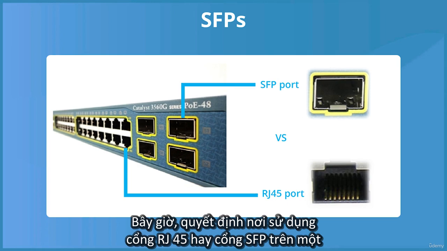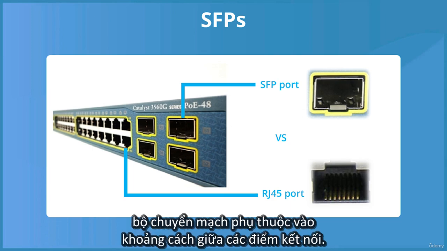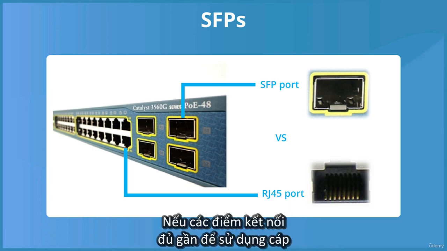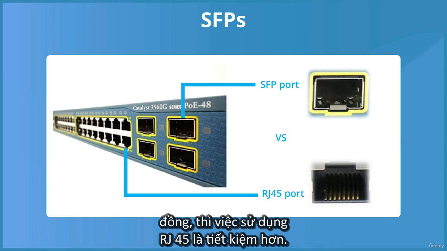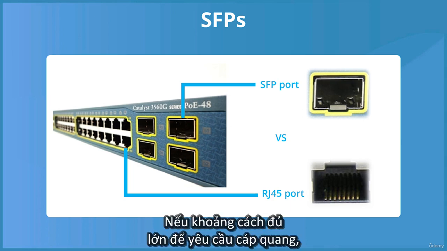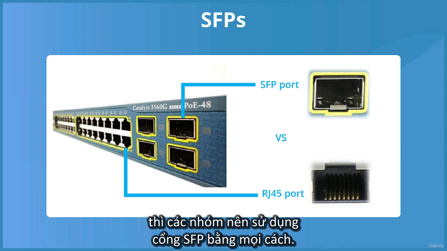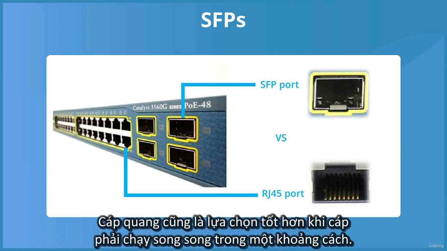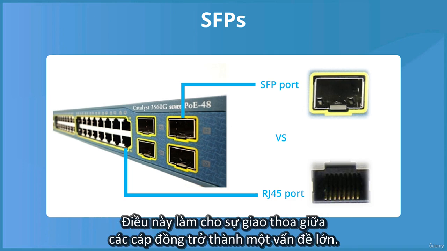Now, the decision of where to use an RJ45 port or an SFP port on a switch depends on the distance between the connection endpoints. If the endpoints are close enough to use copper, then using RJ45 is less expensive. If the distance is great enough to require fiber, then teams should use SFP ports by all means. See, fiber is also a better choice where cables must run side by side for a distance that makes crosstalk between copper cables a big issue.